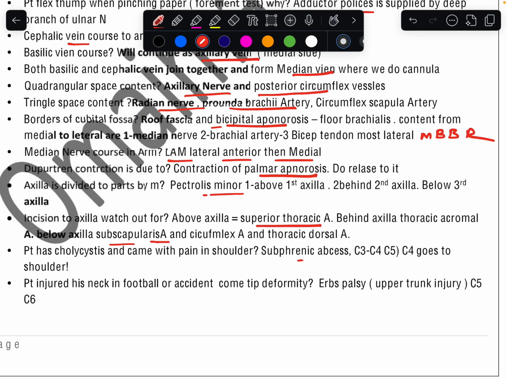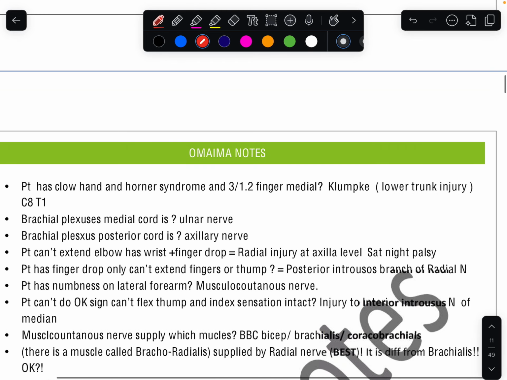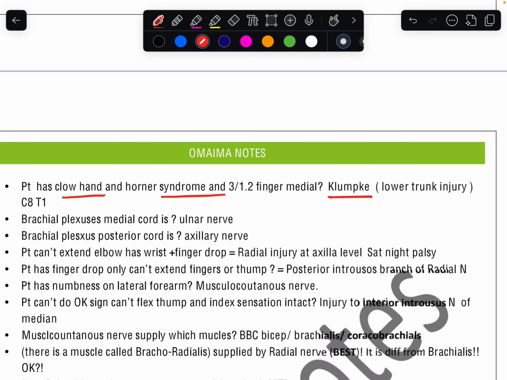Patient with cholecystitis came with shoulder pain, referred via phrenic nerve, C3, 4. Patient injured the neck in football and came with deformity: Erb's palsy. Upper trunk. Upper trunk is Erb's, lower trunk is Klumpke's. Claw hand, Horner syndrome is Klumpke's.